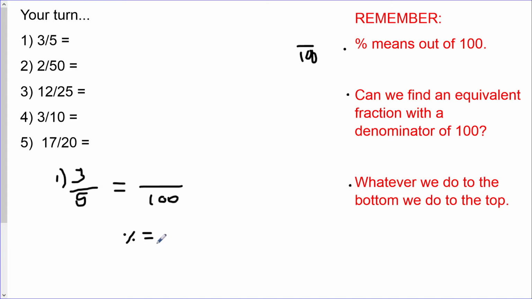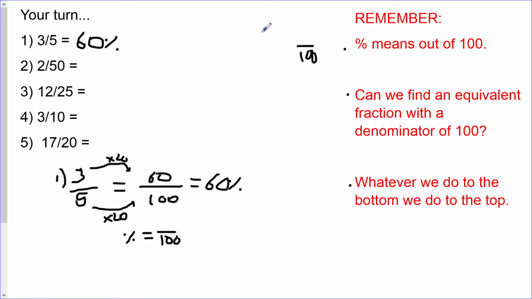Because we know percent means out of 100. So now we look at what number we started with. We started with 3/5. How do we go from 5 to 100 then? You should be able to see that we multiply by 20. Our saying now, whatever we do to the bottom, we do to the top. 3 times 20 would give me 60. And therefore my answer, because 60 out of 100 is just the same as 60%. So 3/5 is equivalent to 60%. So I want you to have a go at number 2, 3, 4, and 5.